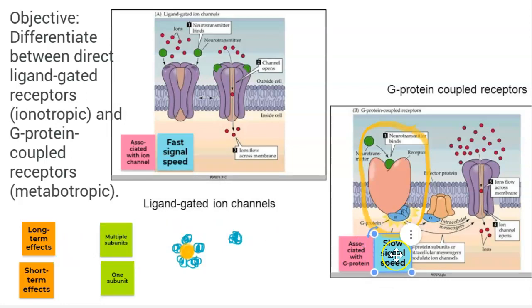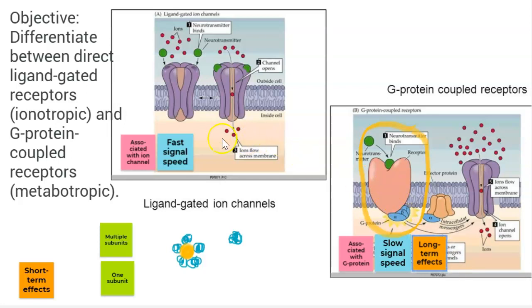But along with that slow signal speed is that once this gets activated, it activates this, and then it might activate something else, which might activate something else, which can then even go and change gene expression, right? That can be a much longer effect. So even after this neurotransmitter has left the receptor, the effects within the cell are still ongoing. So it has longer term effects. It has a slow signal speed, but the effects can last longer, and sometimes, if it actually goes to affect gene expression, the effect can last days or even weeks.